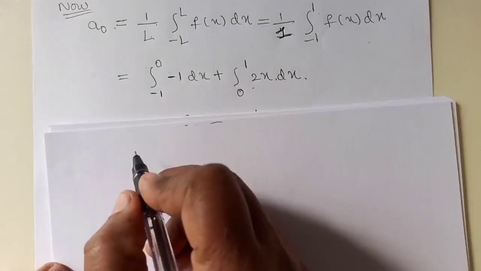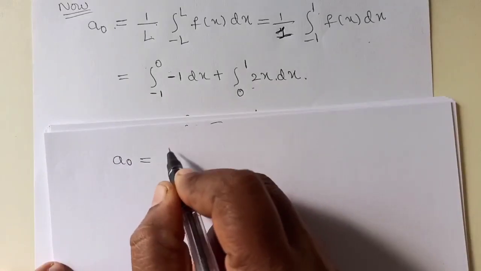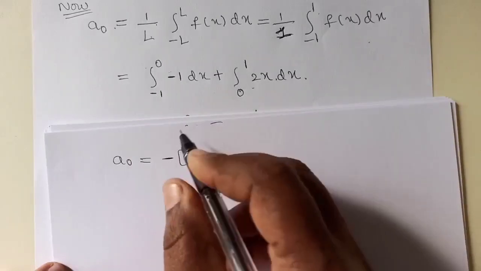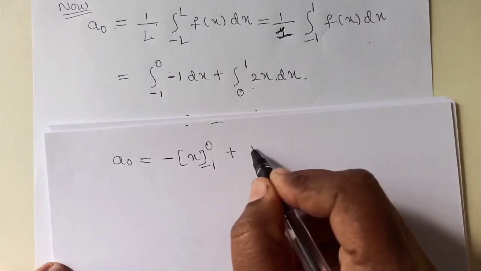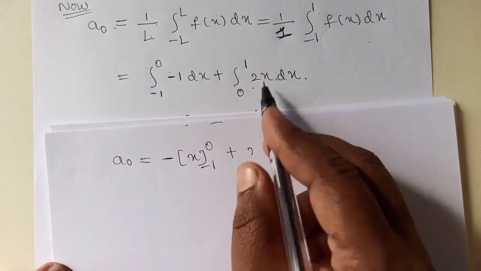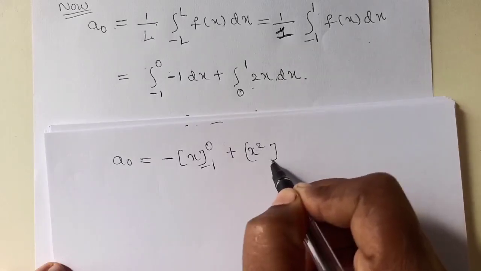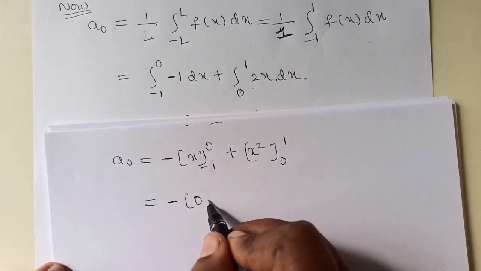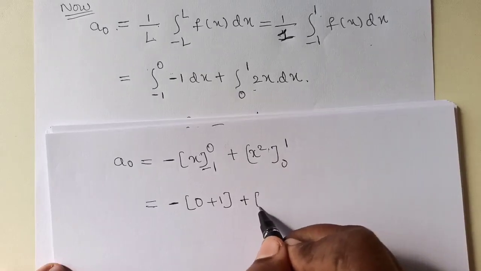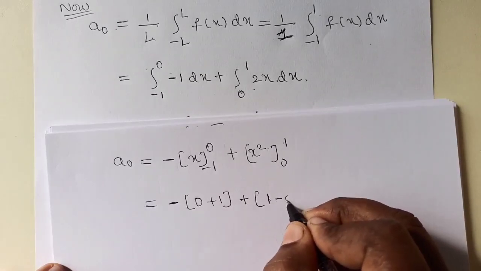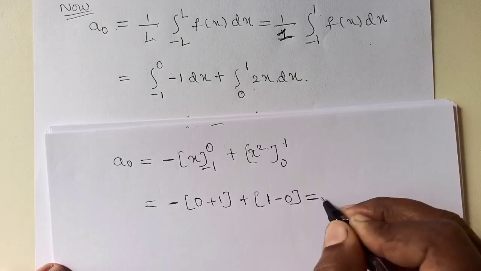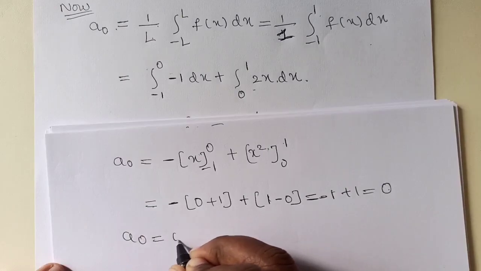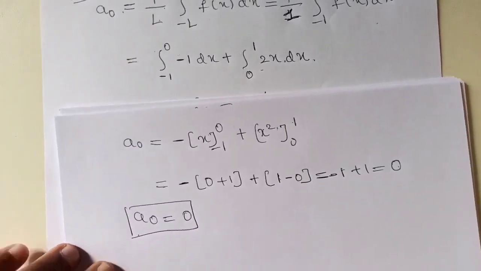Now simplifying this, we get a0 equals minus 1, integration is x with limits -1 to 0, plus x², since the 2s cancel, we get x² with limits 0 to 1. Simplifying, minus 0, minus into minus gives plus 1, plus the upper limit 1 minus 0. Further simplifying, minus 1 plus 1 cancels, we get 0. So the a0 value is 0. Now we compute the an value.